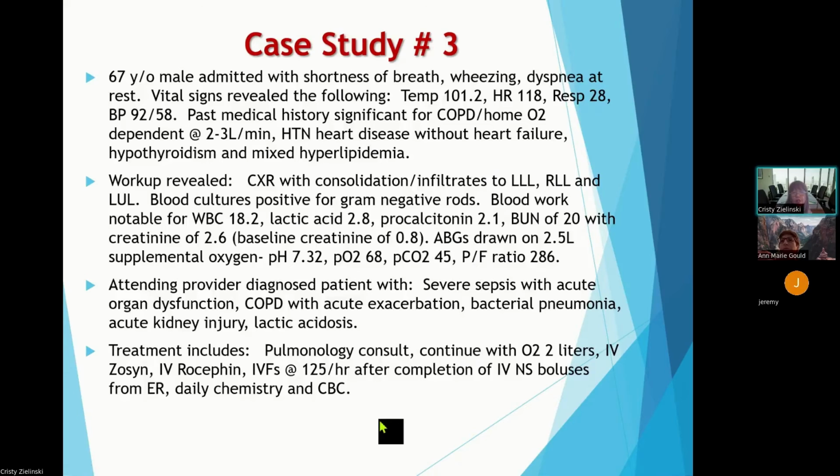Attending provider diagnosed the patient with severe sepsis with acute organ dysfunction, COPD with acute exacerbation, bacterial pneumonia, acute kidney injury, lactic acidosis. The treatment includes pulmonary consult, continue with O2 2 liters, IV Zosyn, IV Rocephin, IVs at 125 per hour after completing the IV normal saline boluses from ER, daily chemistry, and CBC.